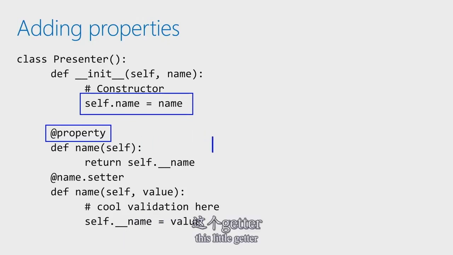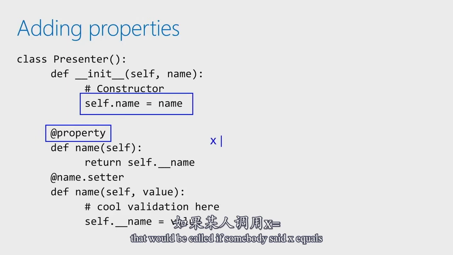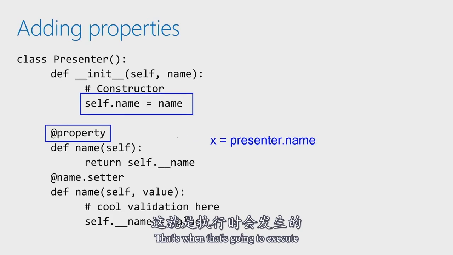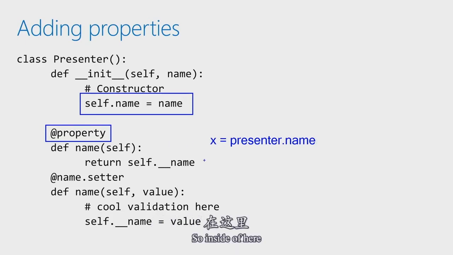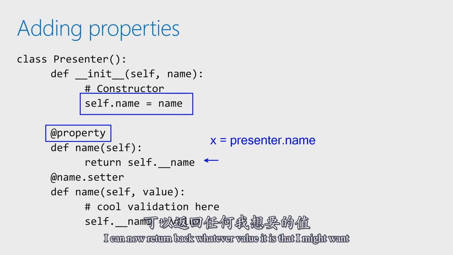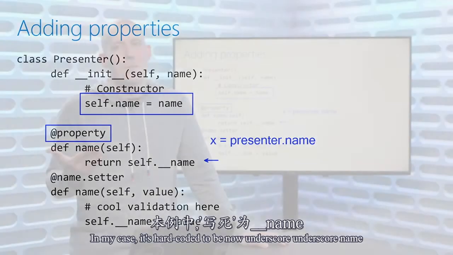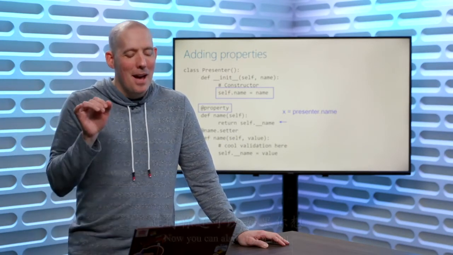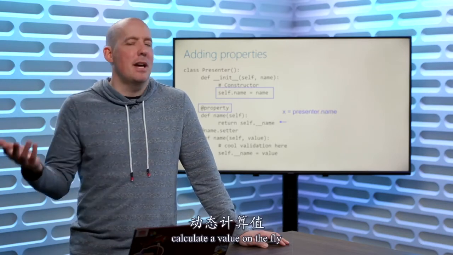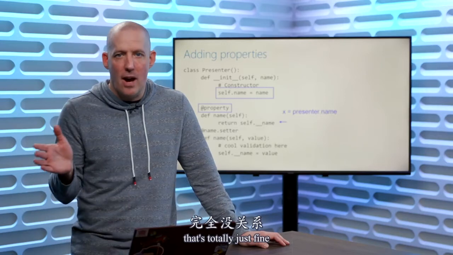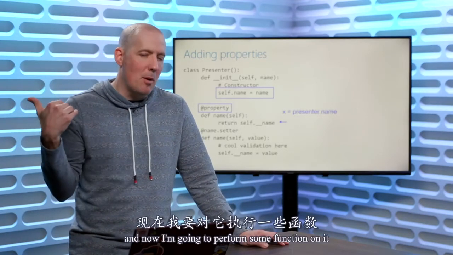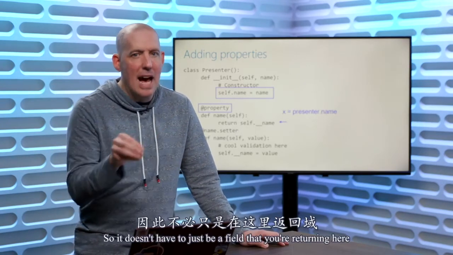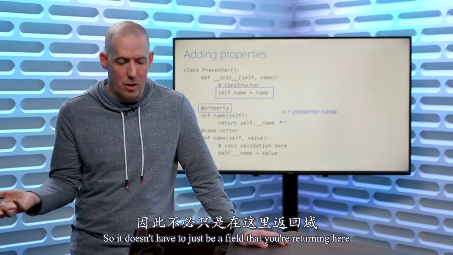So this right here, this little getter, that would be called if somebody said x equals, and let's say I had a presenter, presenter.name. That's when that's going to execute. So inside of here, I can now return back whatever value it is that I might want. In my case, it's hard-coded to be now underscore underscore name. I'm trying to indicate to the outside world, don't use this. Now, you can also, if you want, calculate a value on the fly. That's totally just fine. So maybe I'm storing parts of a value, and now I'm going to perform some function on it, and now I'm going to give that back to you. Totally cool. So it doesn't have to just be a field that you're returning here.